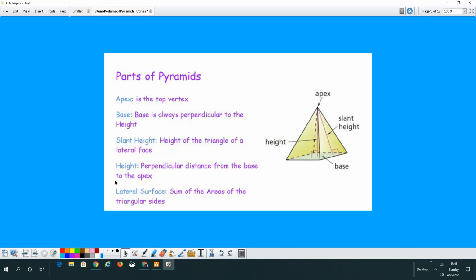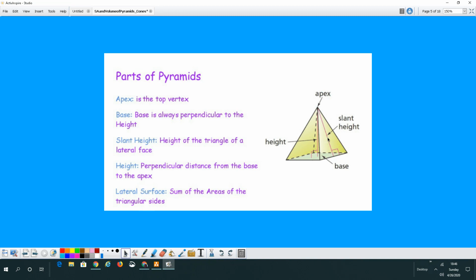Okay. So parts of our pyramid, we have an apex. The apex is the top vertex where all the vertices of those triangles meet. The base is always perpendicular to the height, and the height, you can see, connects the apex perpendicularly to the base. Slant height, this might be a new term for some of you. You might be saying, well, that's the height of the triangle. You're absolutely correct. But the triangle in this case is the slanted side of our pyramid, so we call it the slant height.